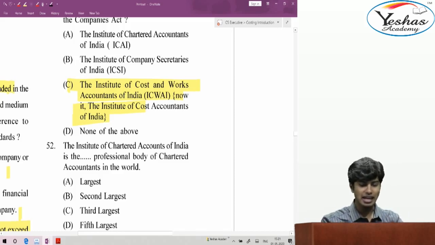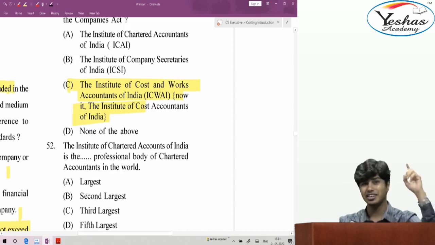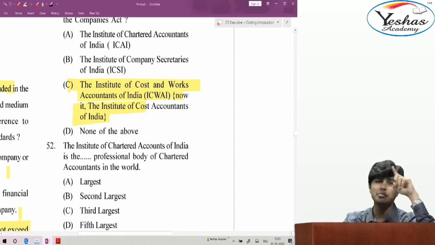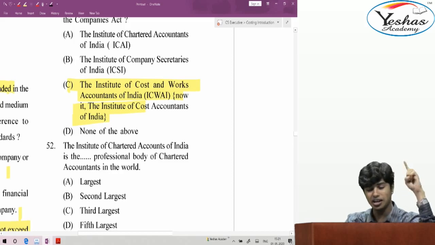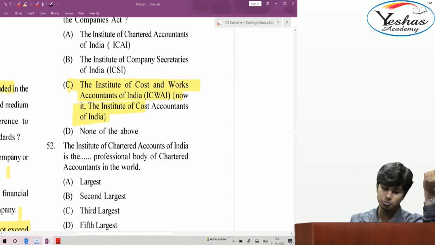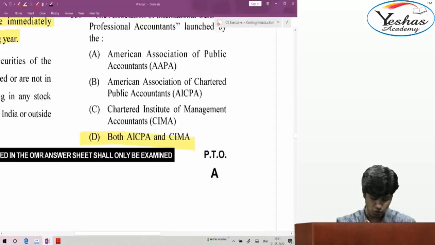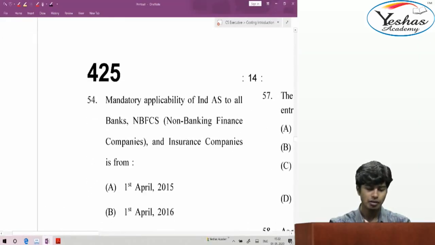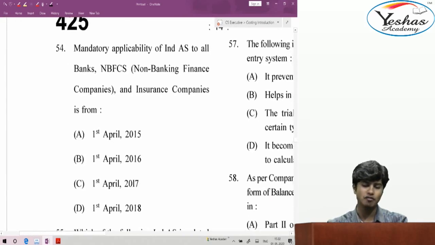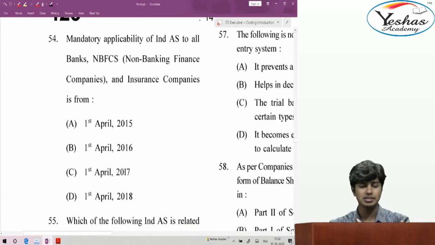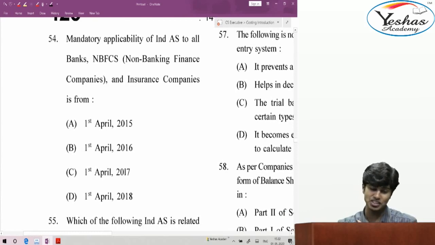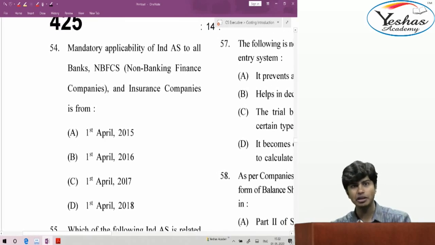Next one, question 53. The American Institute of Certified Public Accountants and the Chartered Institute of Management Accountants both together launched this. So it was launched jointly by AICPA as well as CIMA. That's the answer for the 53rd one. Come on, let's go to question number 54. Mandatory applicability of Ind AS to all the banks, NBFCs and insurance companies is from. This is a little debatable question.